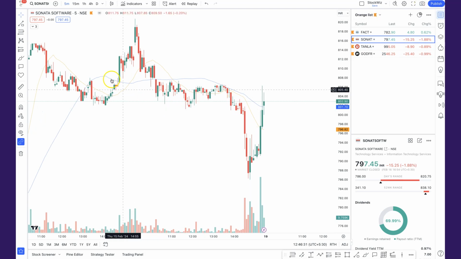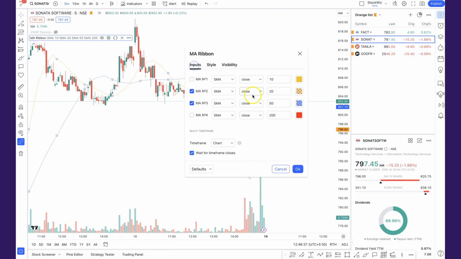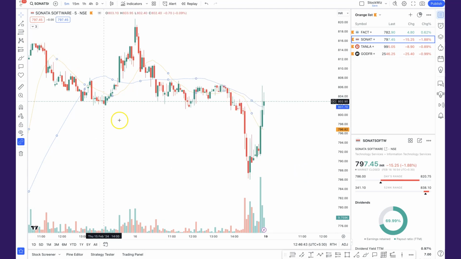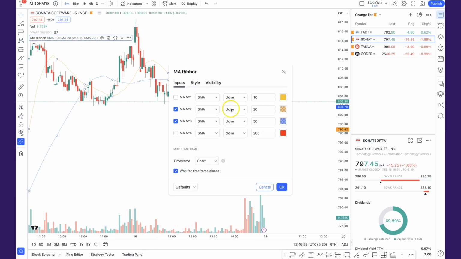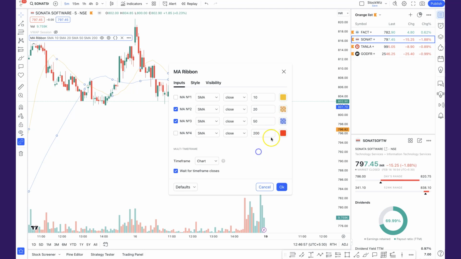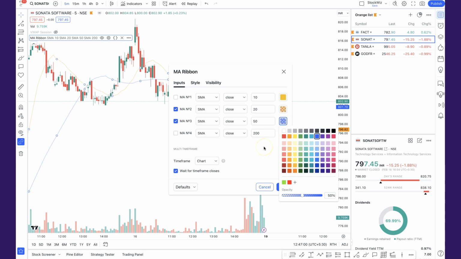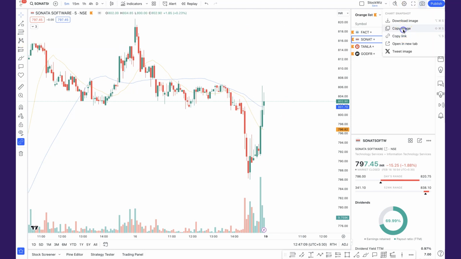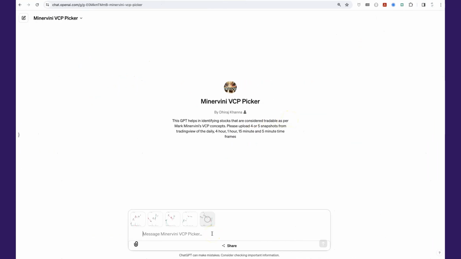The other thing you'll see is that there are 2 moving averages over here. It's just an MA ribbon, and these are for the 20 and 50 simple moving averages. There's also a VWAP, but I'm not showing this. The screenshots need to be in these particular colors, because that's what I've given it. This is 50% of this orangey color, and this is blue, again 50%. So this is the last one, and I just copy the image and paste it here.